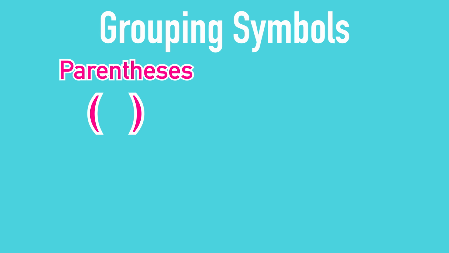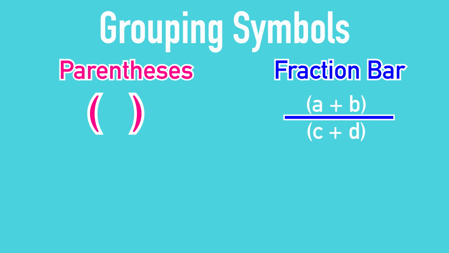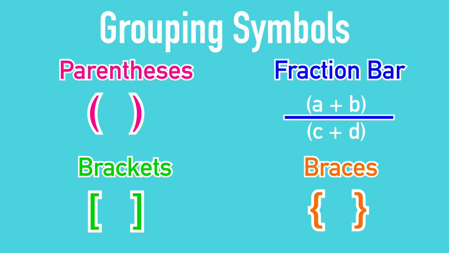We start with any grouping symbols, the most common of which are parentheses. This group also includes fraction bars, which split numerator and denominator into separate groups, as well as brackets and braces. If one set of grouping symbols is nested inside another, we start with the innermost group and work outwards. Grouping symbols can be very helpful when performing calculations on a calculator, as they help to ensure that items are properly grouped.